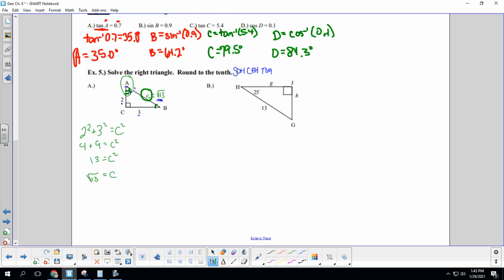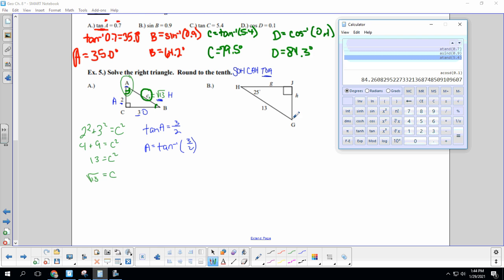So when we're looking at these, 3 is the opposite, 2 is the adjacent, and root 13 is the hypotenuse. So I really am going to use 2 and 3. That is opposite and adjacent, and that's tan. So we can say the tangent of angle A is equal to the opposite over the adjacent. So we know that angle A is the inverse tangent of 3/2.